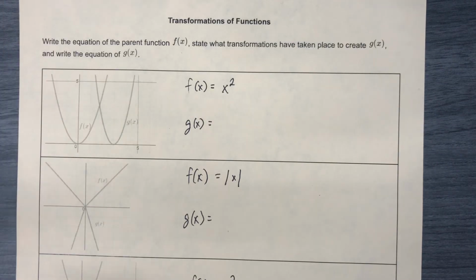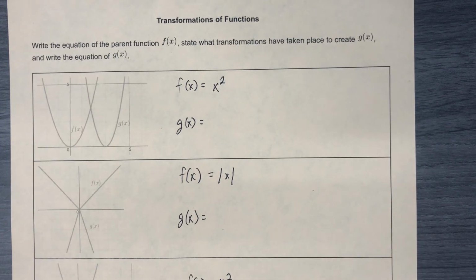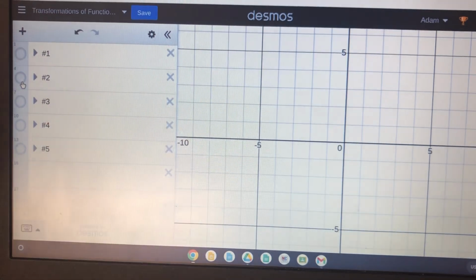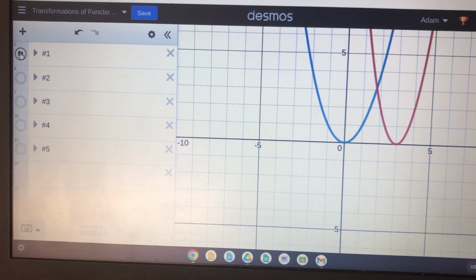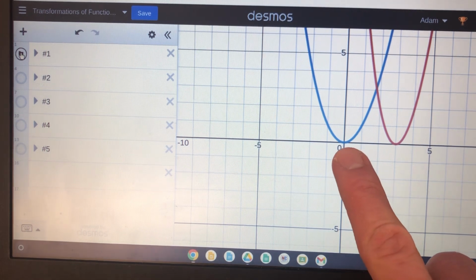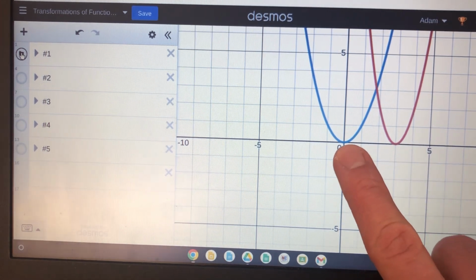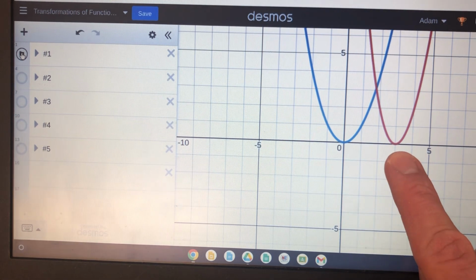So let's start back with the first one, and I actually have typed these up on Desmos, so it's going to be a lot clearer, and we can experiment with some things to figure out what exactly we would do. So what you see on your paper is this right here. So let's go for the obvious. In order to turn f into g, we would shift the function 3 units to the right.